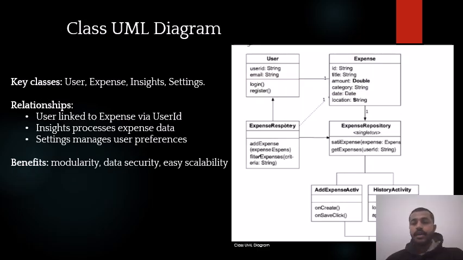Class UML diagram. This class diagram shows the core structure of the application. The main relationship is shown in the user class and the expense class, linked via the primary key user ID, which ensures that each expense is linked to the correct user and another user cannot access the data of a different user. The expense class holds expense details such as title, amount, category, date and location.